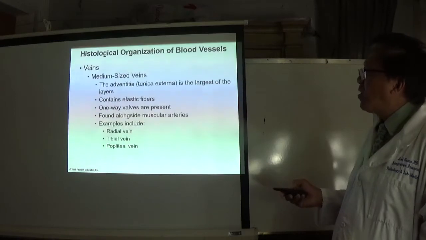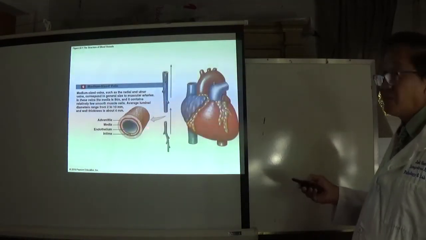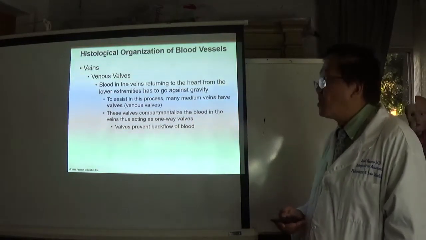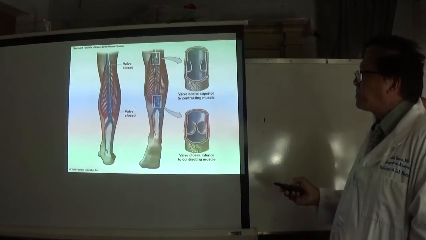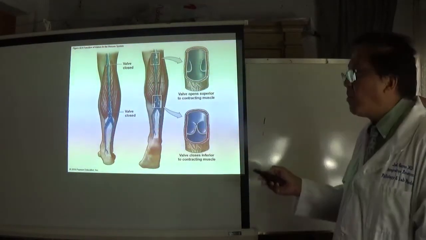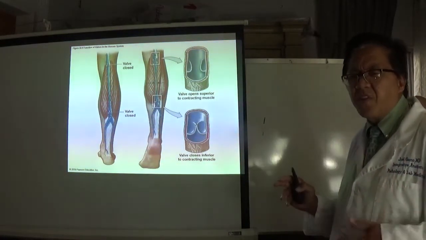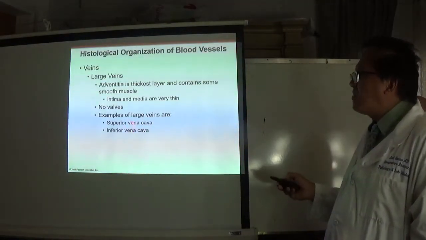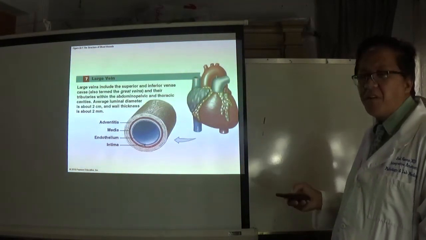So veins, the small veins, venules. And of course you have the medium-sized veins, like radial, tibial, popliteal veins. So this is the slide for those medium-sized veins. And as we have emphasized, they have valves, which prevent backflow and allow the blood to flow in one direction, okay? So if these valves are not working, you end up with what we call varicose veins, because now the blood cannot go up, it remains there, and these veins become engorged, filled and distended with blood. So large veins, as we know, you have the superior and inferior vena cava, right?